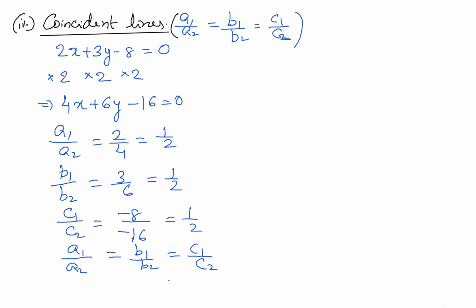Question number 7 we have done already. Okay, so now we have some important questions based on the same condition to find the unknown variable k or the unknown variables a and b.